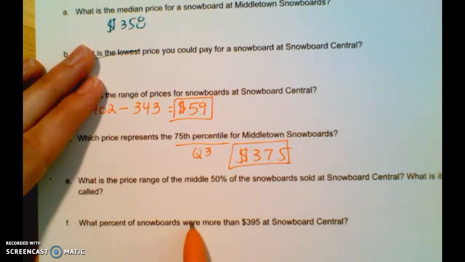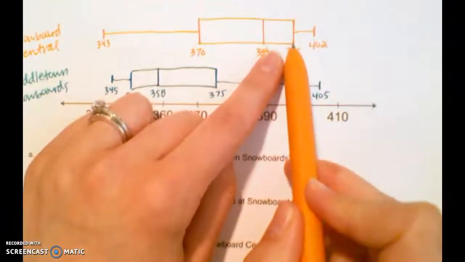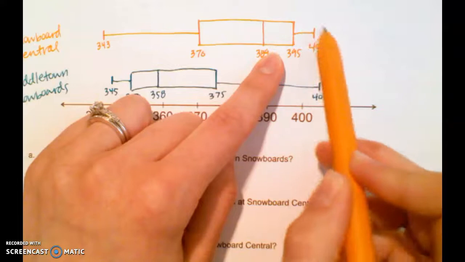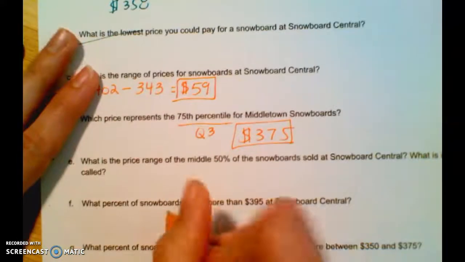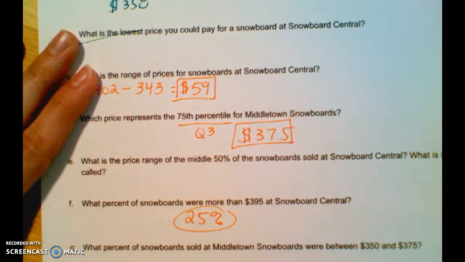What percent of snowboards were more than $395 at Snowboard Central? So we go to snowboard. What percent is more than $395? Well, what's the percentage that's made up of this little section? That's going to be 25%. And I'm sorry we actually ran out of time for the rest of our questions.